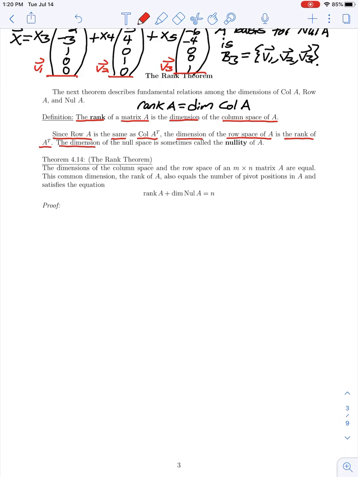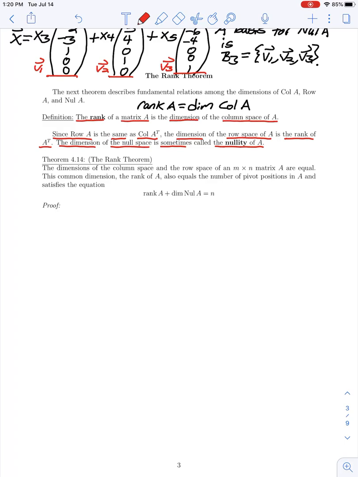Now, the dimension of the null space of a matrix is sometimes referred to as the nullity of that matrix. So when we're talking about the nullity of a matrix, we're talking about the dimension of its null space. Now in this textbook that we're using for the course, they don't use the term nullity, except in this case to define it. But in other texts, you'll see nullity used instead of the dimension of the null space of a matrix.